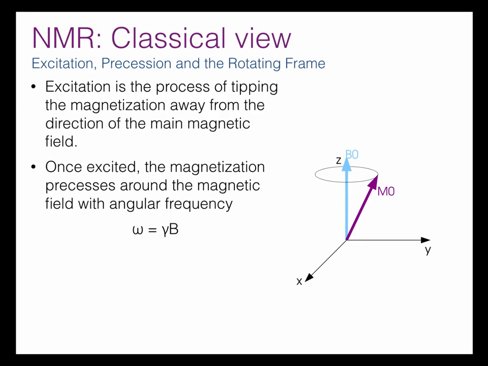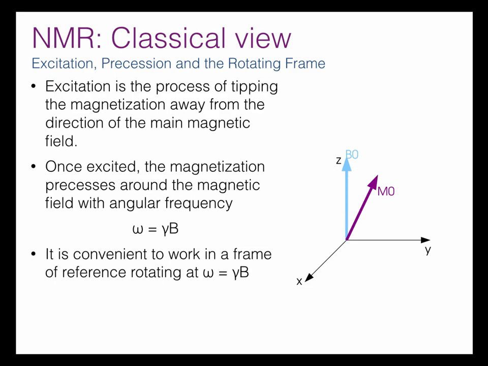Okay, so this M0 vector, which is initially, as we said before, aligned along B0, if it's ever tipped away from B0, it actually precesses around the main field at omega equals gamma B. So once excited, it'll just spin around at some frequency. That's a little bit inconvenient to deal with, so we often work in the rotating frame when we think about how NMR works. We work in a frame that's rotating also at omega equals gamma B. I said it was an important equation.